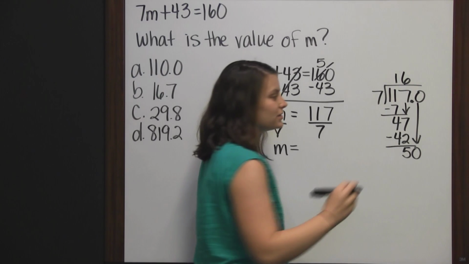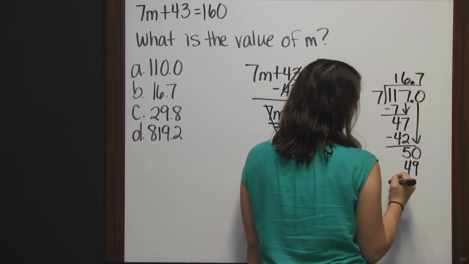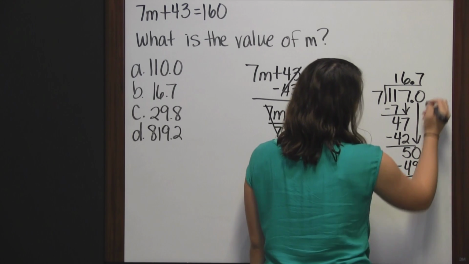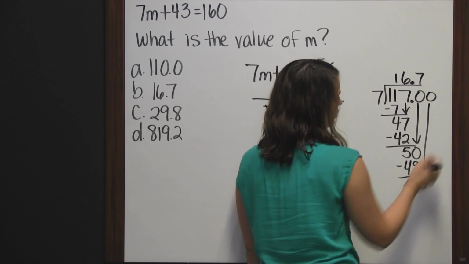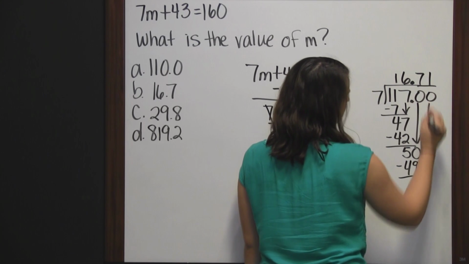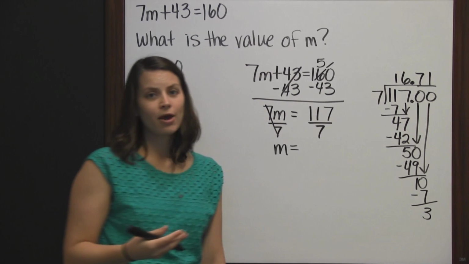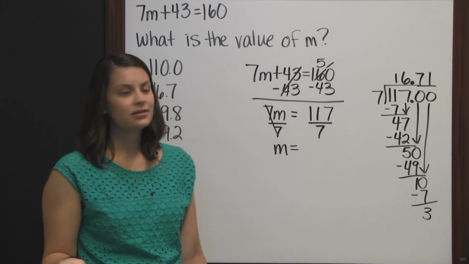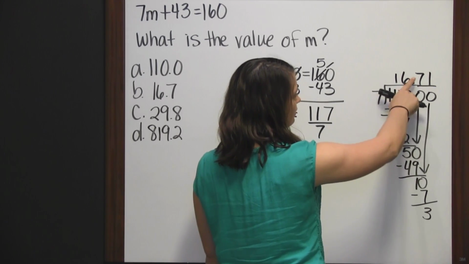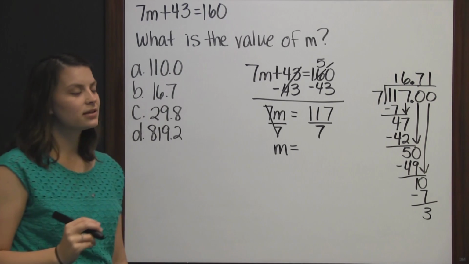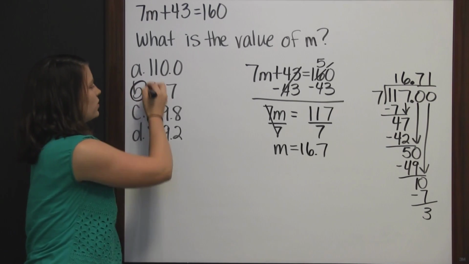7 goes into 50 7 times. 7 times 7 is 49. We subtract and we get 1. We add a 0 and bring it down. 7 goes into 10 one time. 7 times 1 is 7. We subtract and we get 3. And we could keep going. But really, that's all I need to find my answer. The 1 tells the 7 to stay the same if we're rounding to the tenths place. So our answer is 16 and 7/10, which is answer choice B.